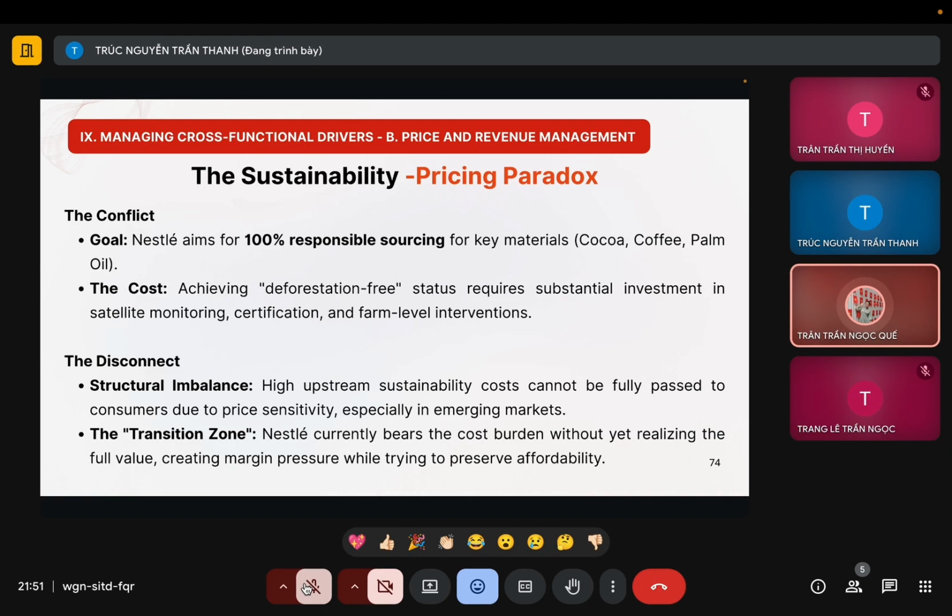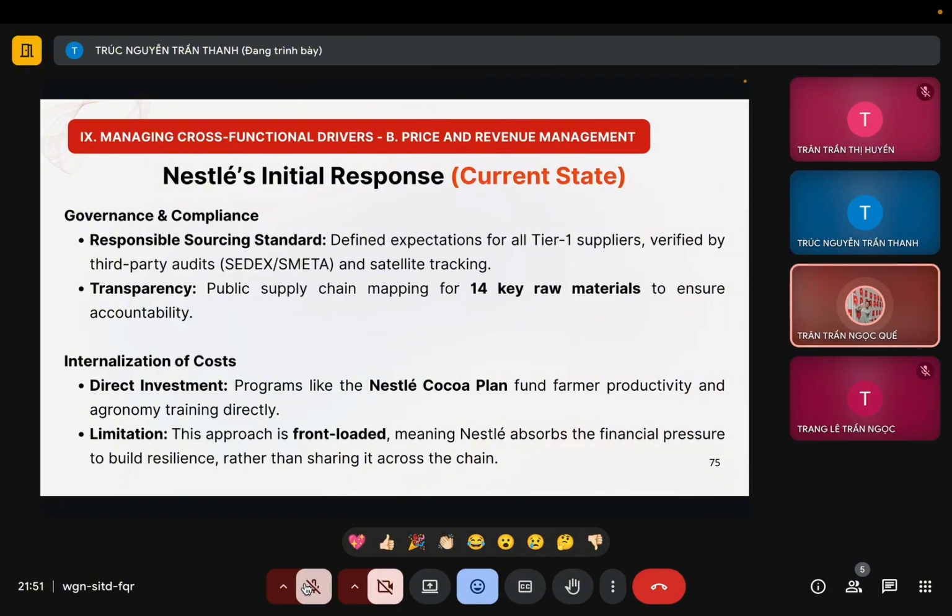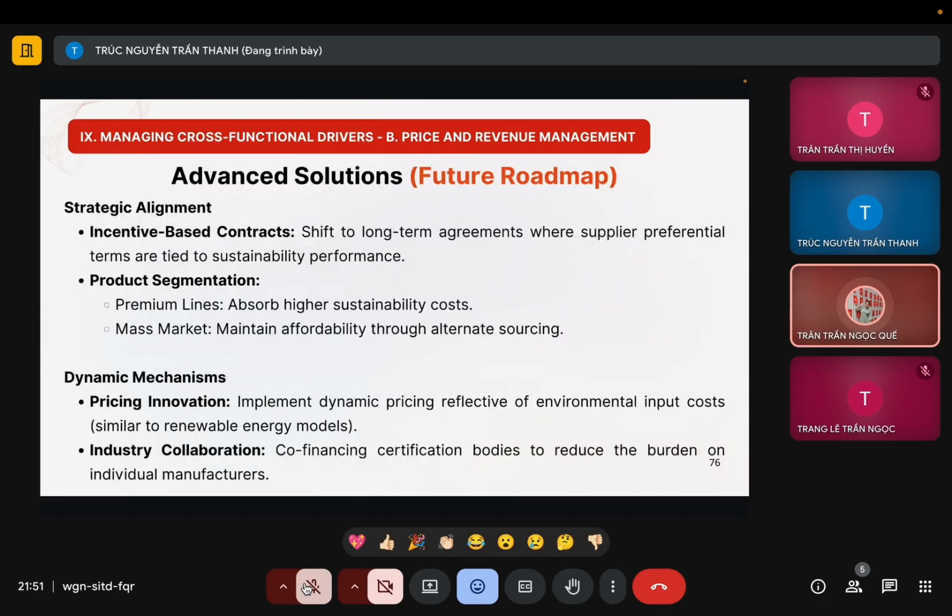Well, sustainability costs are high, yet prices must stay low. This squeezes their profit margin. Their current approach is compliance. They use satellite audits to track deforestation. It's worthwhile, but it's expensive because Nestlé pays the full cost alone. To solve this, they need strategic alignment. They can use incentive contracts to share the burden, and product segmentation, letting premium lines absorb costs while keeping mass market goods affordable.